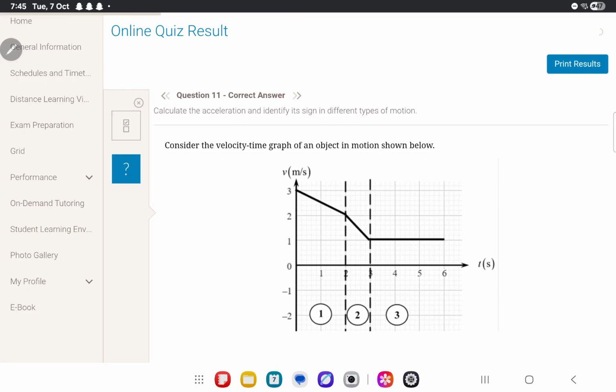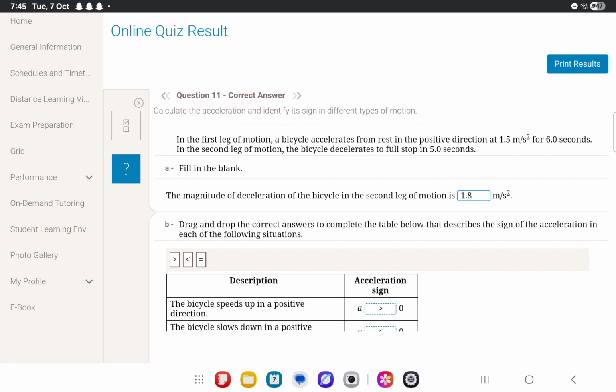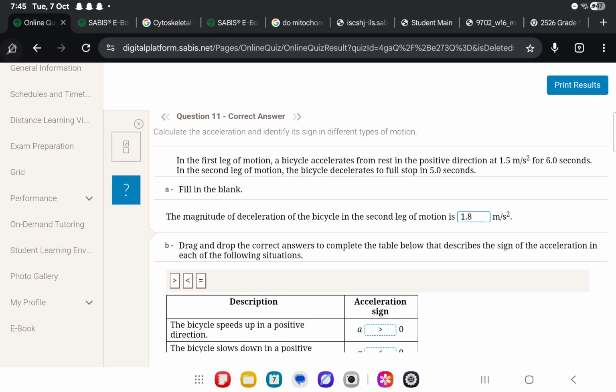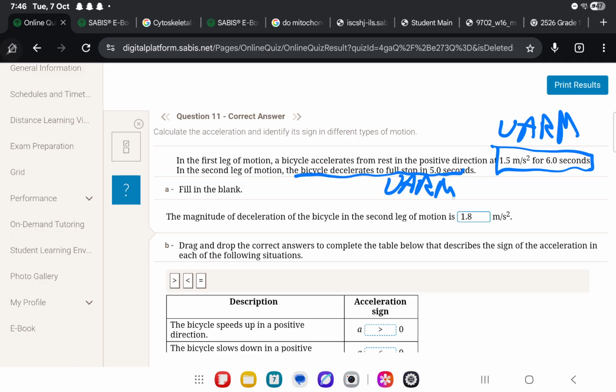Question 11. Okay, in the first leg of motion, a bicycle accelerates from rest in the positive direction at 1.5 meters per second squared for 6 seconds. Okay, so UARM immediately. You should train yourself. This is UARM, and this is my time, this is my acceleration. Second leg of motion, the bicycle decelerates to a full stop, so it's also UARM. The graph is going to look something like this. So V, T, it's going to go up, then it's going to go down. There is no horizontal line, because there is no URM phase.